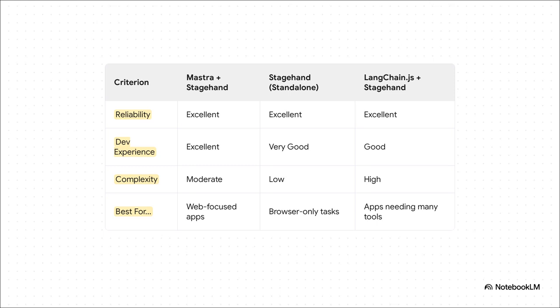Okay, now this table is where things get really interesting because it lays out all the trade-offs. First thing to notice, anything using Stagehand for the hands gets an excellent for web reliability. That tool is just that good. Now look at the Mastra and Stagehand combo. It really hits a sweet spot. Excellent developer experience, and the complexity is manageable. LangChain, on the other hand, gives you access to this massive ecosystem of tools, but you pay for it with way higher complexity. It's a classic trade-off.